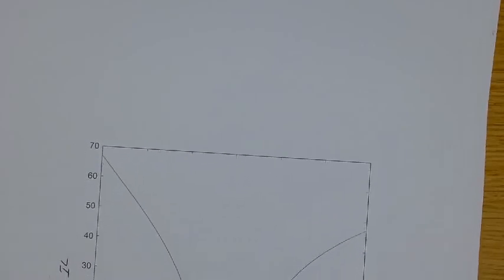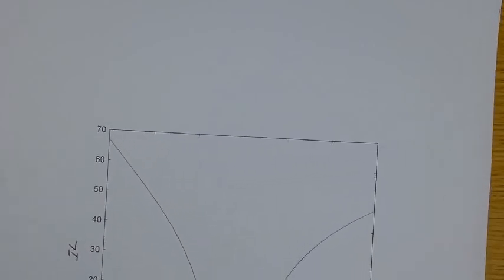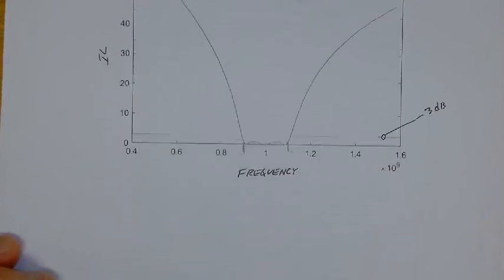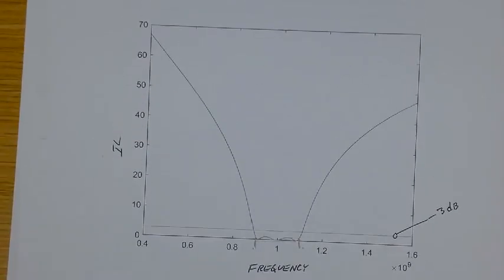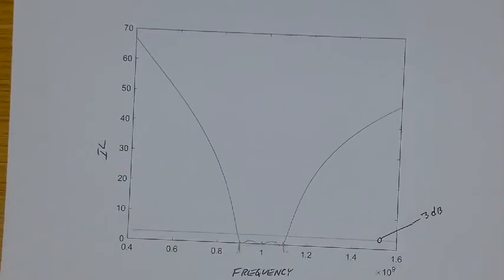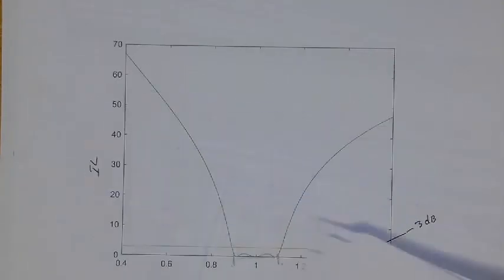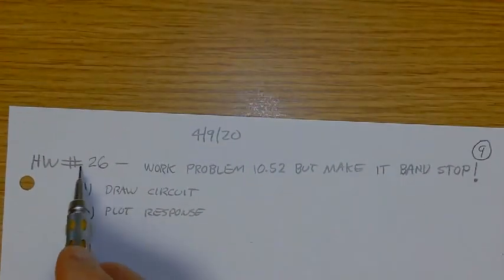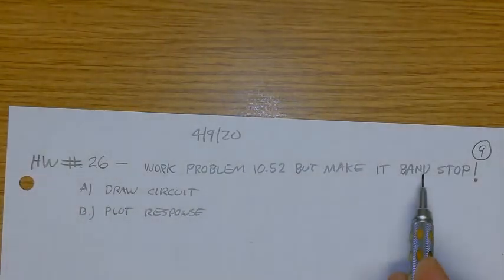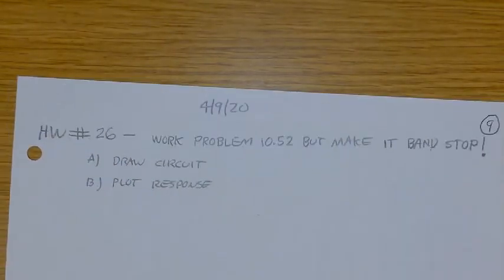So here's some homework. Run that same problem that I just did, but make it band stop. My design was band pass. You turn around and make it band stop, with the same characteristics. So draw your circuit and then plot your response, and then I'll work through that and put that out on the engineering FTP site pretty soon.